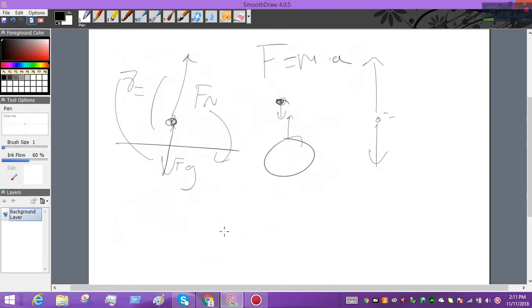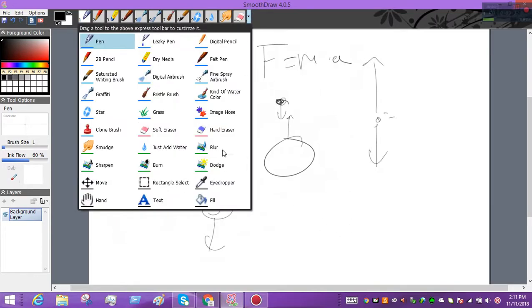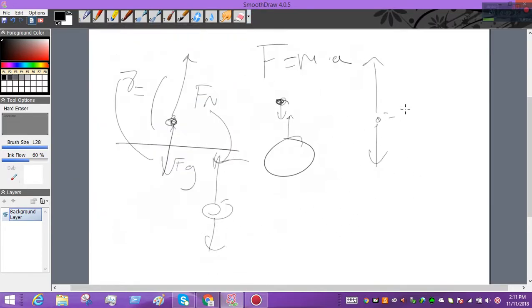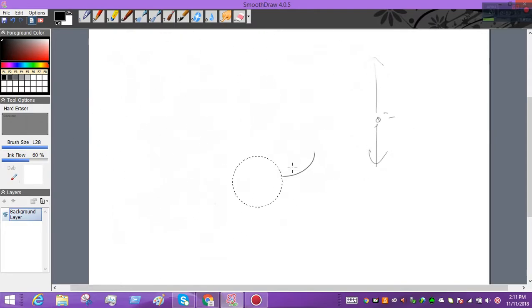It would have to be like the surface still exerted the normal force in the opposite direction of gravity. But that's why they're not an action-reaction pair, because they're both acting on the same object, and you can't have that. They have to be acting on each other. So yeah. Quickly erase all that.